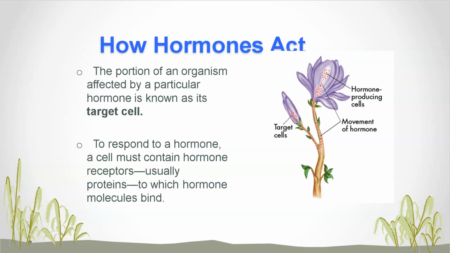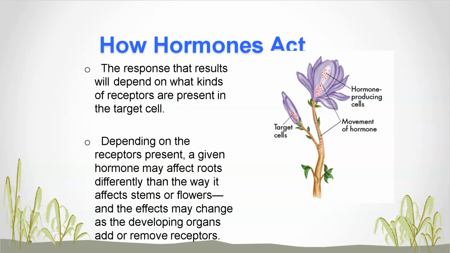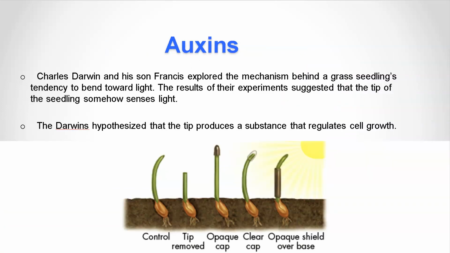That's given specific names, but we're not going to get into that. So the portion of an organism affected by a particular hormone is known as its target cell. To respond to a hormone, a cell must contain hormone receptors to which a hormone molecule binds. Just because a hormone is around doesn't mean it's going to bind to every single cell. It has to have a receptor. It's kind of like the lock and key that we learned about with enzymes. It's looking for the correct lock if it has a key on the outside of it. The response will depend upon what type of receptors are present, of course. So let's learn about some of these different hormones.